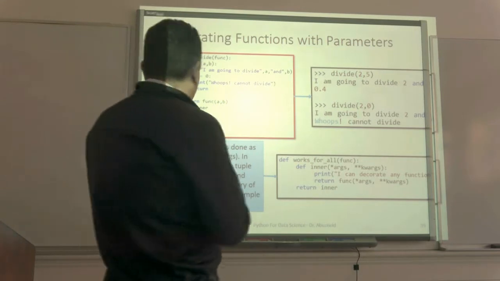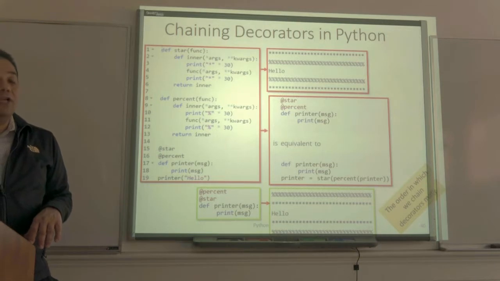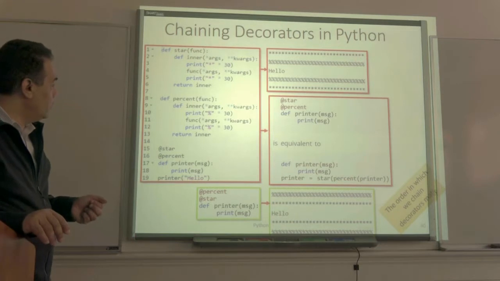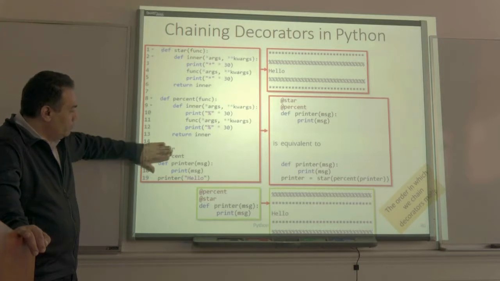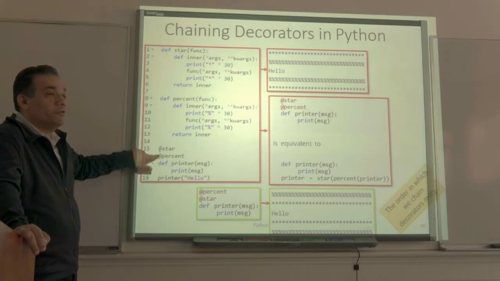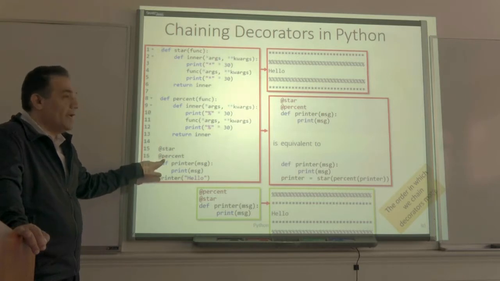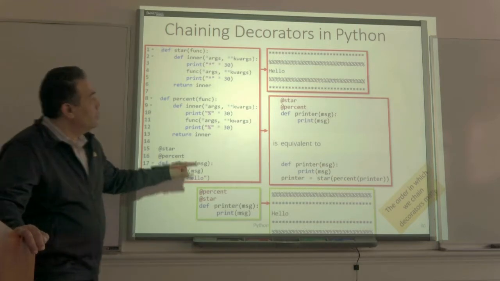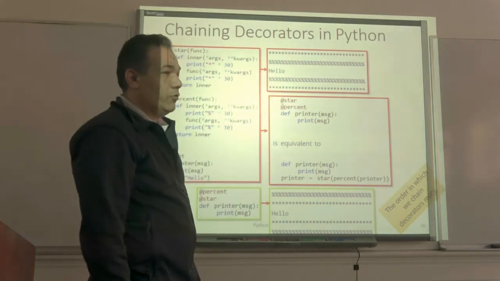And you could try this. Look in here, you could have multiple decorators. In here, for example, the function prints a message. In here, I created two decorators on top of it. The first one adds a star, and the second one adds a percent. So when we call print message, like hello, it adds this and this, and you understand what it does.